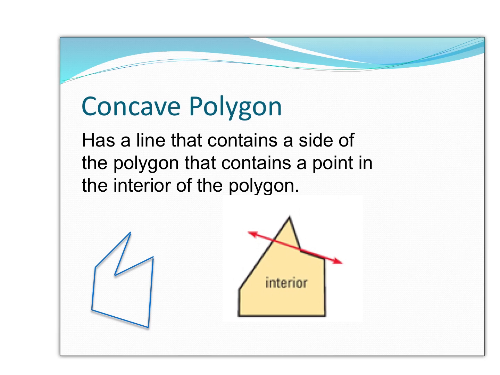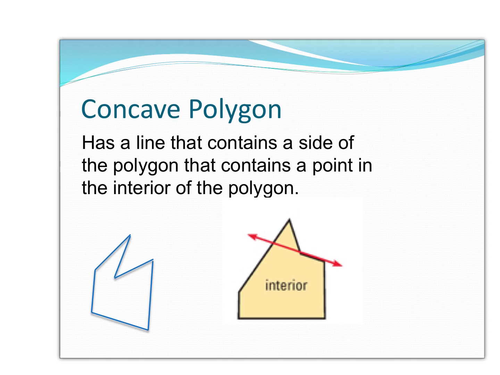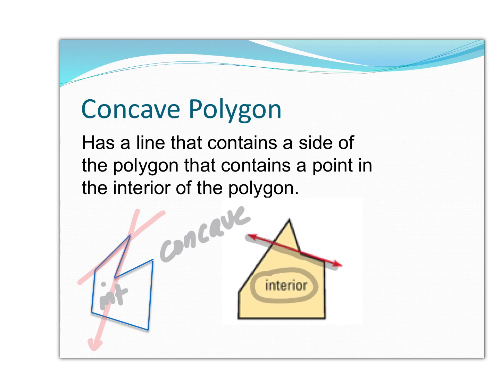A concave polygon, what happens here is that when I draw my lines, like we talked about, if at any point my line crosses into the interior, which this one does, it's a concave polygon, okay? Again, notice that when I do this line, it goes into the interior, and so this is another concave polygon. So we just want to be able to differentiate between the two.